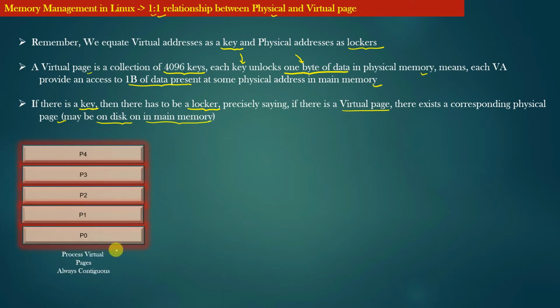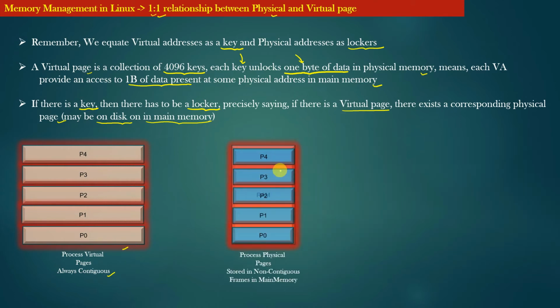So suppose that a process virtual address space contains 5 virtual pages, right? And we already know that virtual pages are arranged in a contiguous manner. Now if there are 5 virtual pages, then there exist 5 physical pages which may be stored in some non-contiguous frames in main memory. And you can see that there is a one-on-one relationship between a virtual page and a physical page. For every virtual page there exists a physical page. So you can see that virtual page P3 has physical page P3, virtual page P2 has physical page P2, and so on.